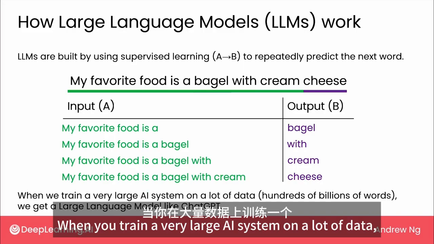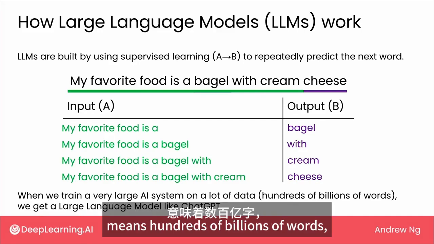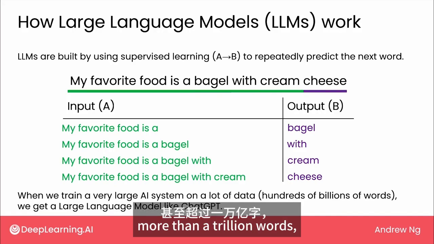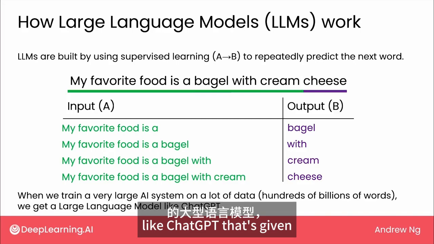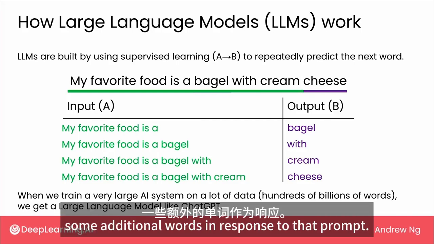When you train a very large AI system on a lot of data, for LLMs means hundreds of billions of words, and in some cases, more than 1 trillion words, then you get a large language model like ChatGPT that, given a prompt, is very good at generating some additional words in response to that prompt.